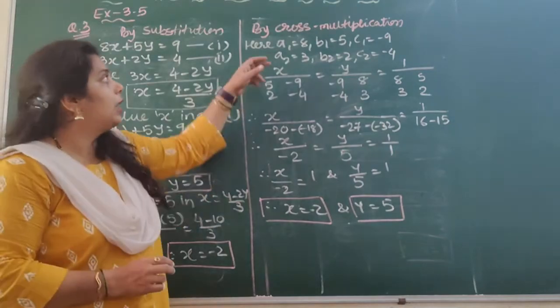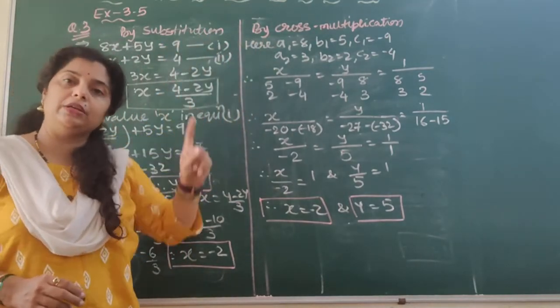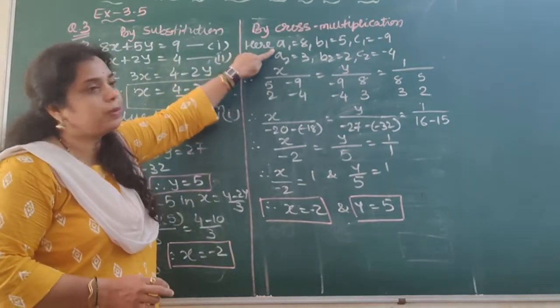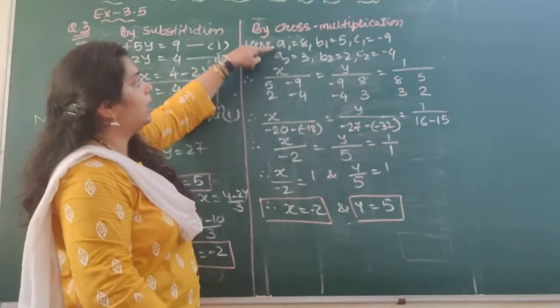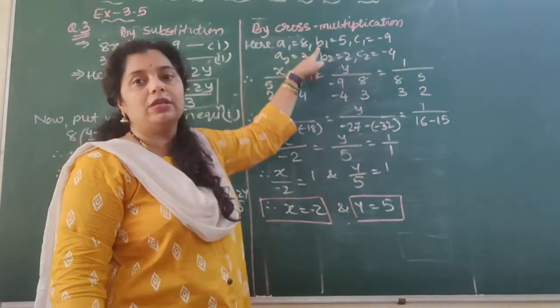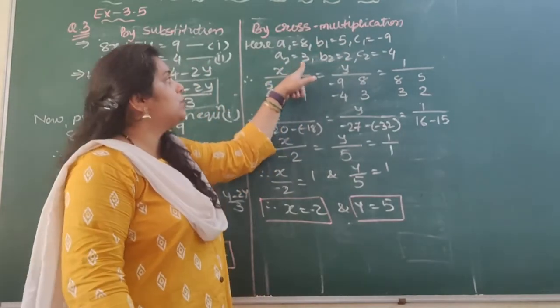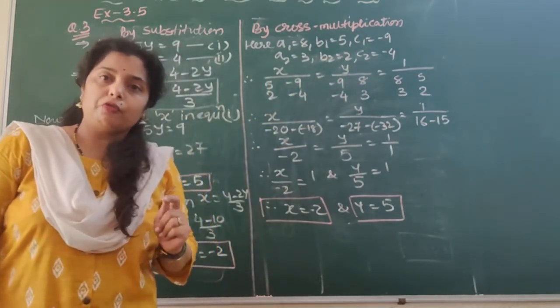Now let's see how to do the cross multiplication for the same pair of linear equations. As the equations are given, after comparison with the standard form of a pair of linear equations, I got a1 is equal to 8, b1 is equal to 5, c1 is equal to minus 9, a2 is equal to 3, b2 is equal to 2, and c2 is equal to minus 4.